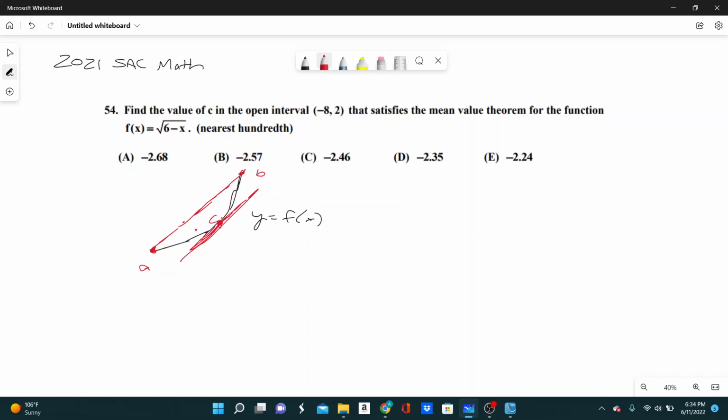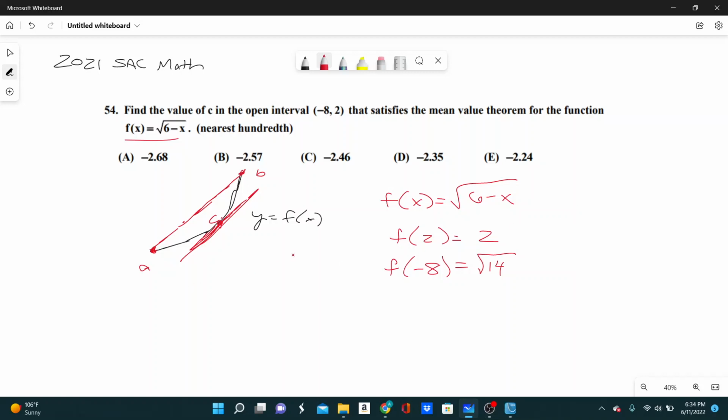Alright, so to do this, you first have to find the slope of the secant line. So from -8 to 2, you're basically finding the slope from x equals -8 to 2. To do that, you first have to find what the function equals at those 2 points. If f of x equals the square root of 6 minus x, then f of 2 would be the square root of 4, or 2, and then f of -8, 6 minus -8 is 14, so that would be the square root of 14. So those are your 2 y values, and your 2 x values are -8 and 2.